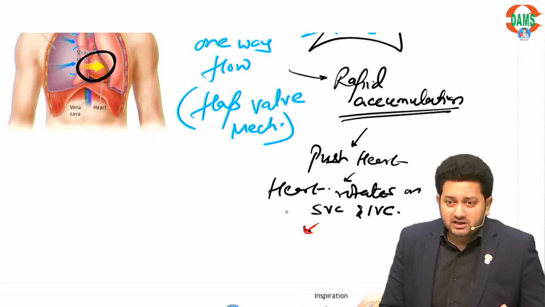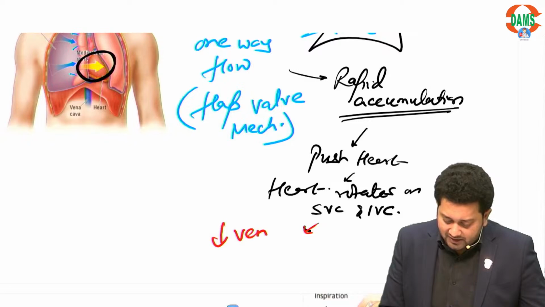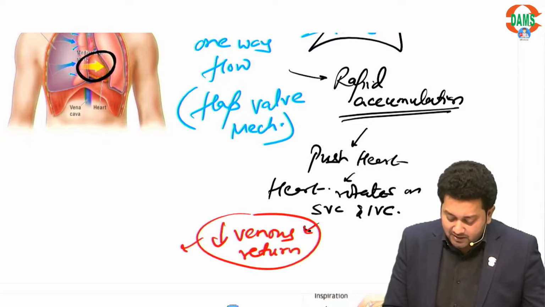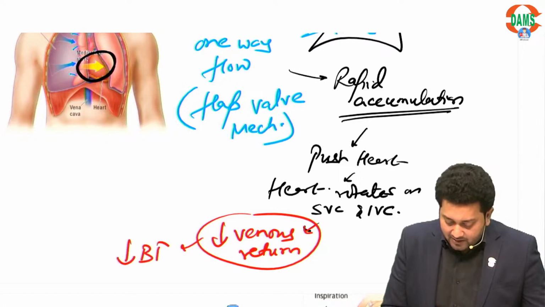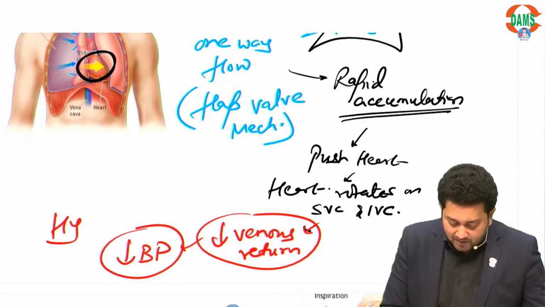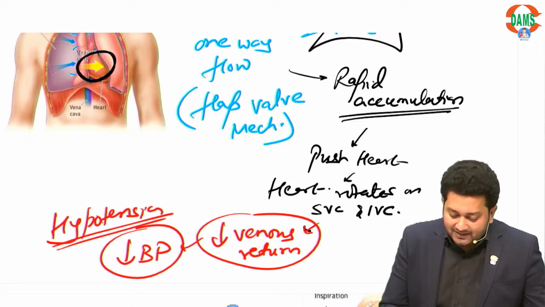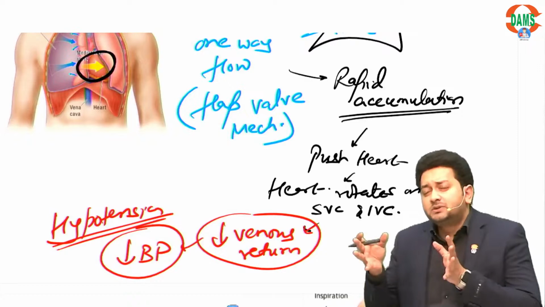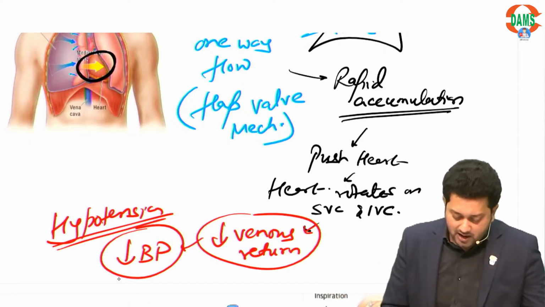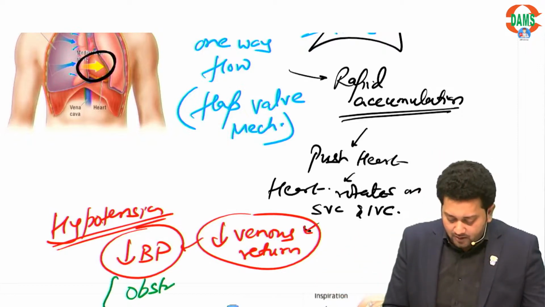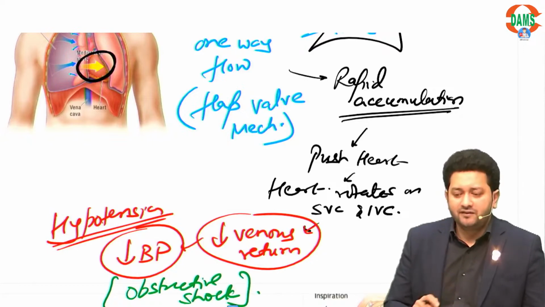So heart rotates on SVC and IVC. This will cause decreased venous return, and because of decreased venous return, there will be decreased blood pressure and it will lead to hypotension. And this kind of shock, in which there is some obstruction to the venous inflow to the heart, is known as obstructive shock. So this is one of the examples of obstructive shock.